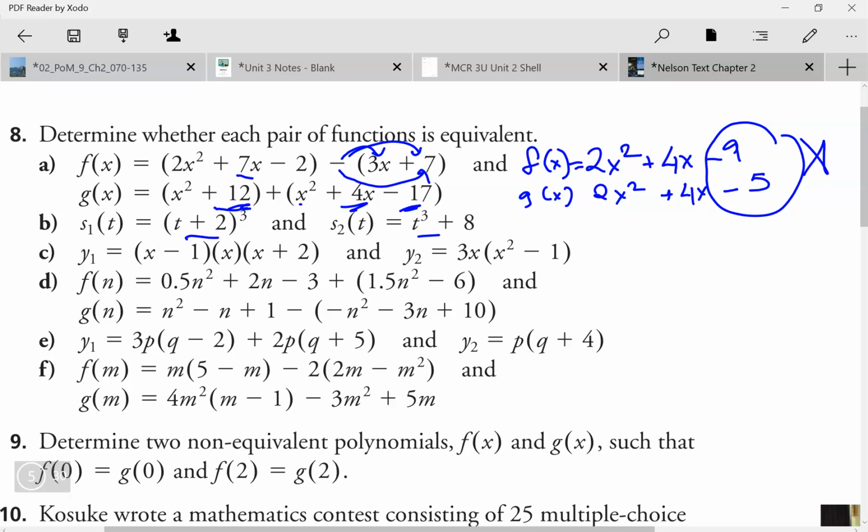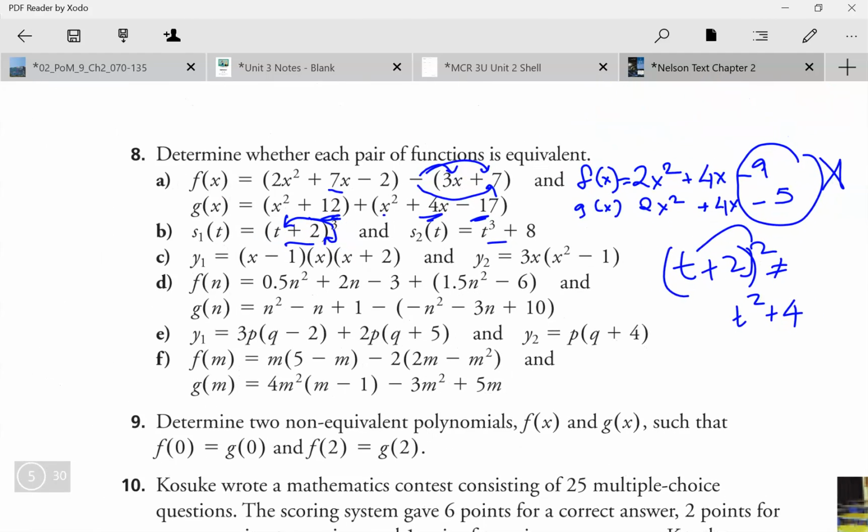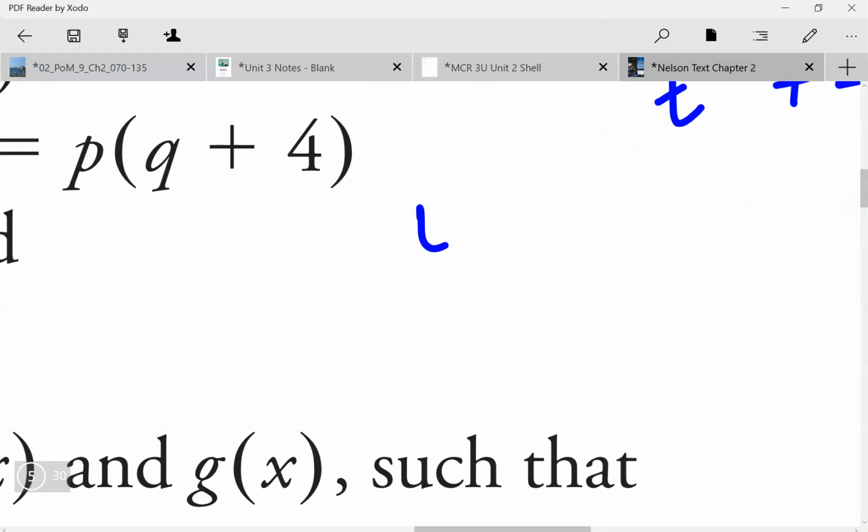This one I can tell right away is not equivalent, just because I know that putting a cube onto a bracket does not just give t cubed and 2 cubed. We talked about how even t plus 2 squared is not equal to t squared plus 4. It's not just t squared plus 2 squared. But just in case, we'll do the long way, what is this, t plus 2 cubed? T plus 2 cubed. So I'm going to use a formula for this.